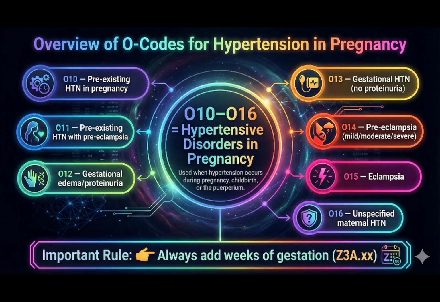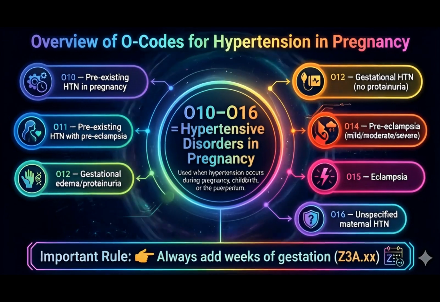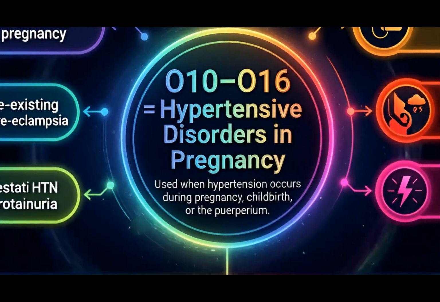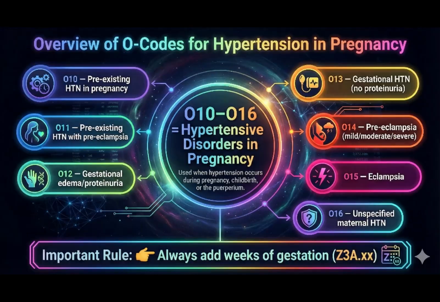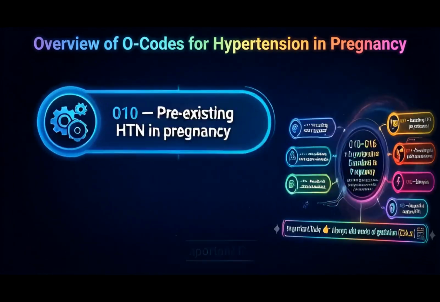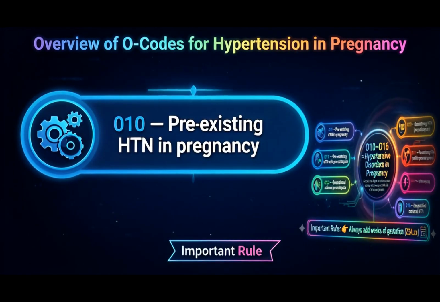Overview of O codes for hypertension in pregnancy. Now let's move on to hypertension during pregnancy. In ICD-10, hypertension in pregnancy is never coded with I codes. Instead, we use the O10 to O16 series, which covers all hypertensive disorders occurring during pregnancy, childbirth, or the postpartum period. O10 is used for pre-existing hypertension in pregnancy.